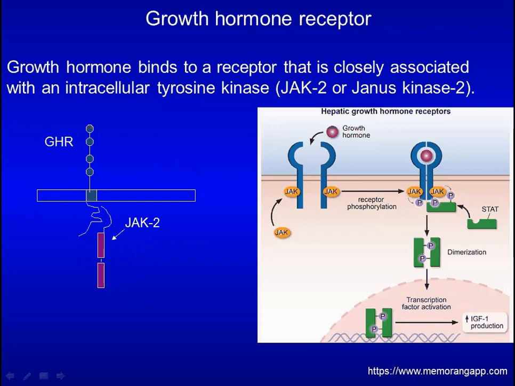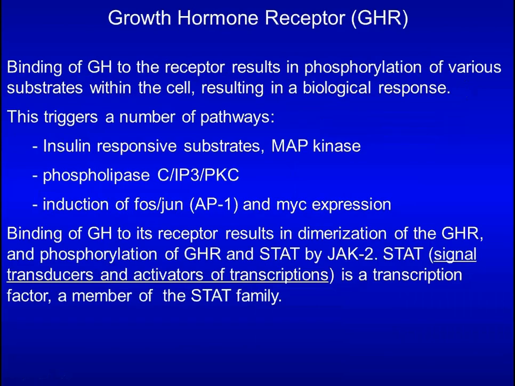Binding of the growth hormone to the receptor results in dimerization of the receptor. JAK2 then phosphorylates the receptor, which then recruits STAT. JAK2 then phosphorylates STAT molecules, which dimerize and move to the nucleus. STAT stands for signal transducers and activators of transcription. STAT is a transcription factor, a member of the STAT family.